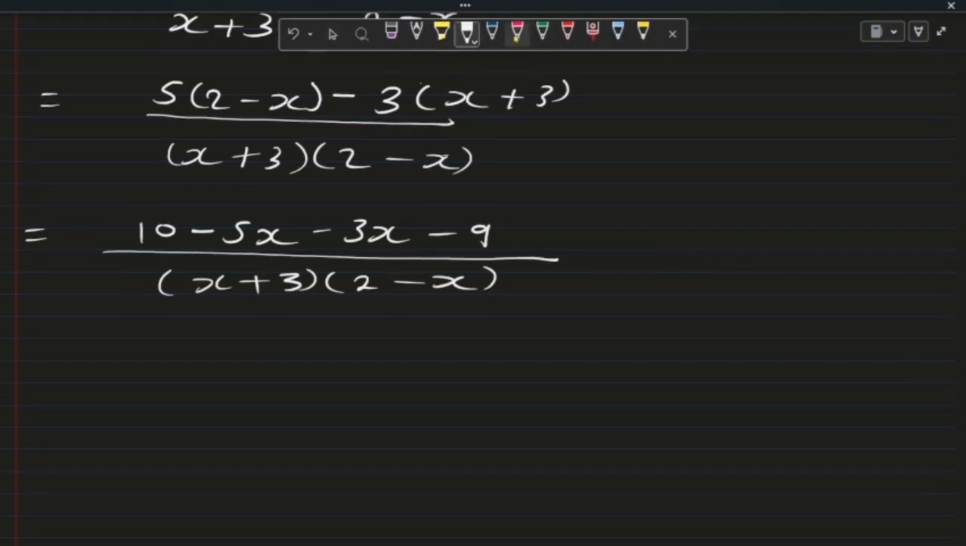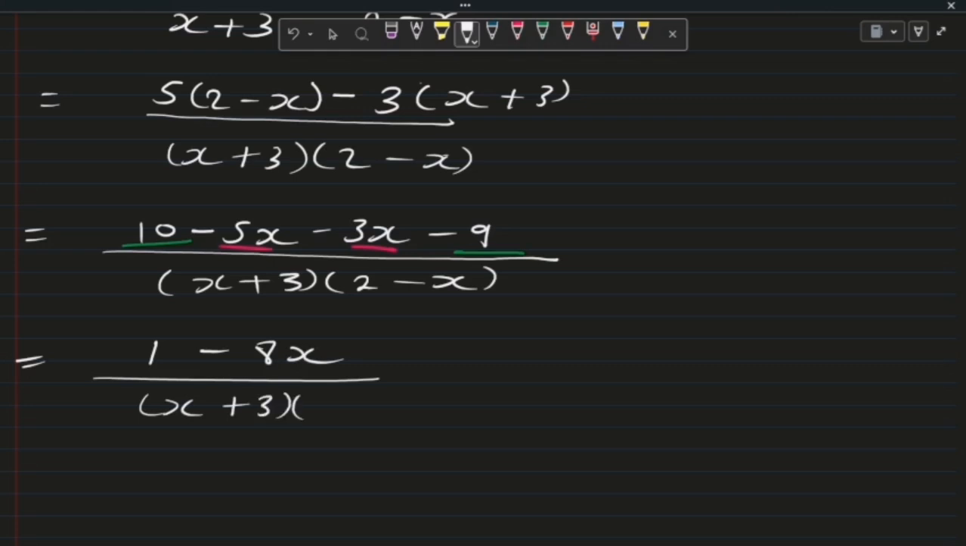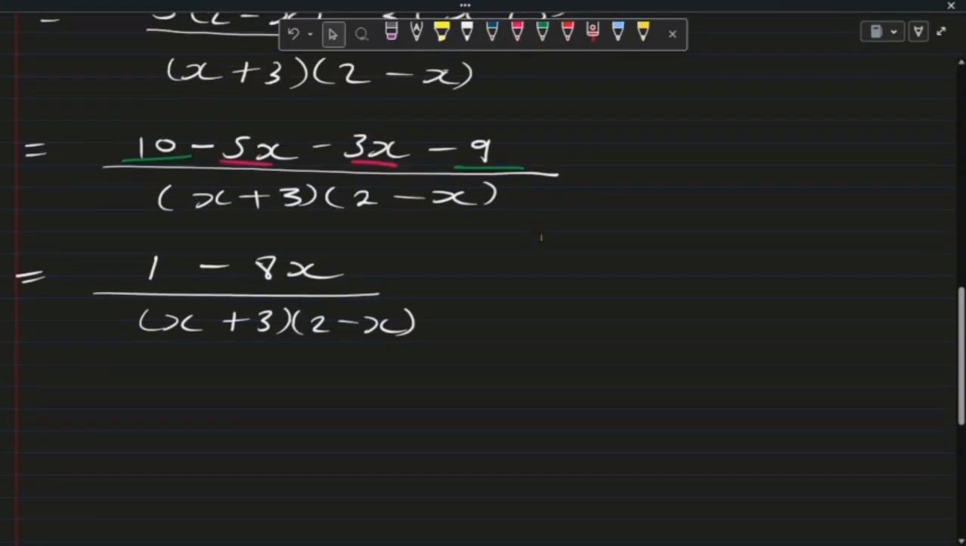Okay, so we see that in our numerator we have like terms, so this is a like term with that guy, and also we have like terms as our constants, so we can simplify our expression further. 10 minus 9 is positive 1, and negative 5x minus 3x is negative 8x, so it's 1 minus 8x, divided by x plus 3 times 2 minus x. Okay, so we are done with the simplification.